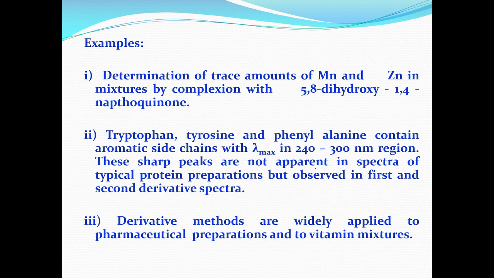They contain aromatic side chains with lambda max between 240 and 300 nanometers. I have explained to you earlier, whenever we were doing chemical UV spectrophotometry, that in benzene ring aromatic systems the peaks are not very sharp. So, the sharp peaks are not apparent in the spectra of typical protein preparations, but they are observed very clearly in first and second derivative spectra. Then in pharmaceutical applications, definitely there will be very good utility of such substances.